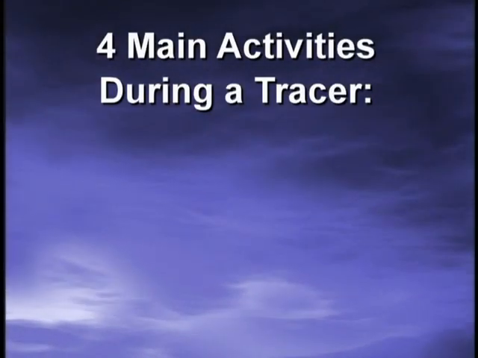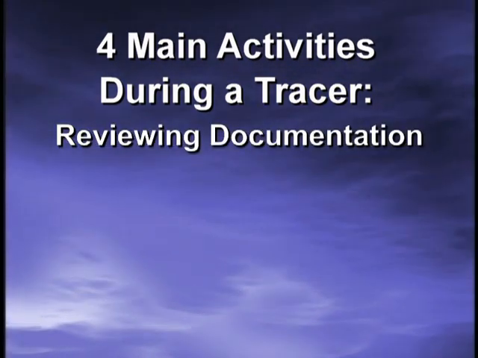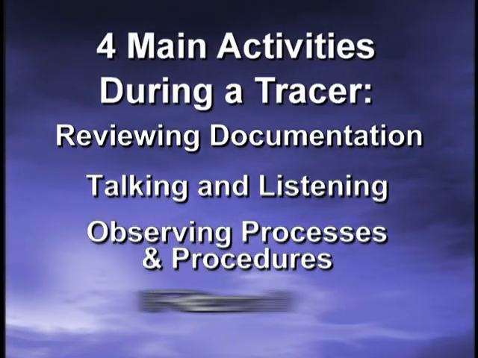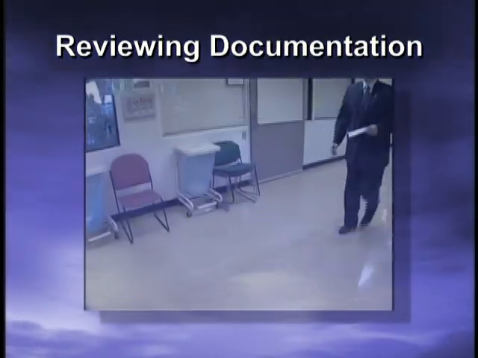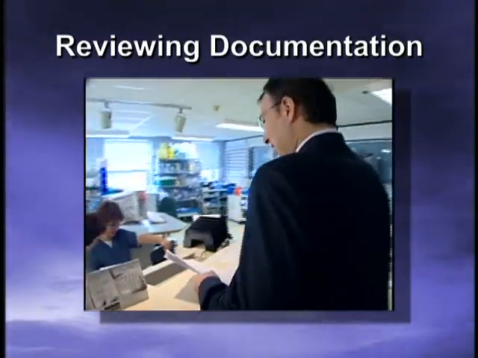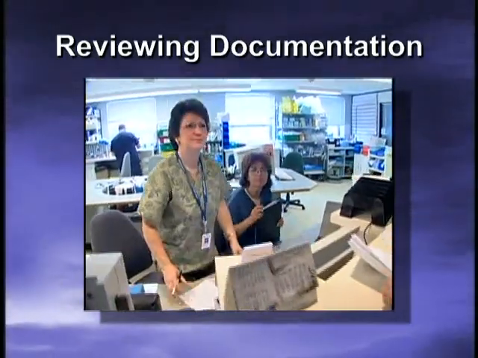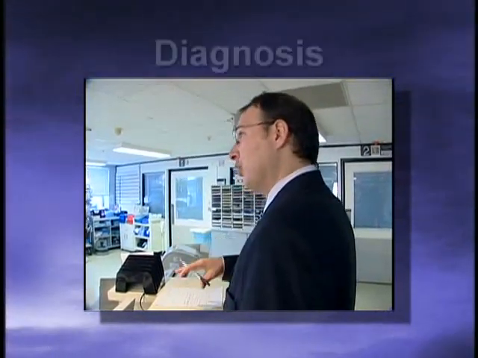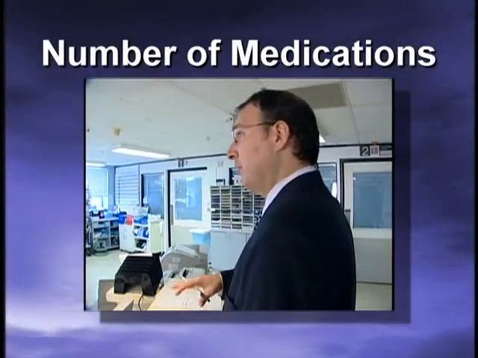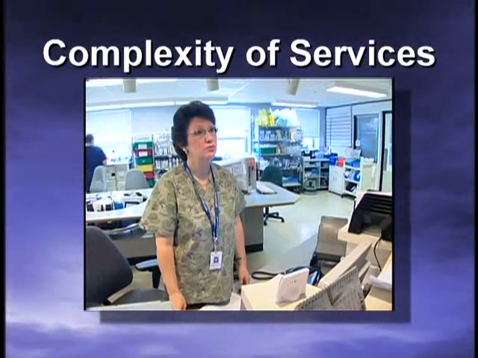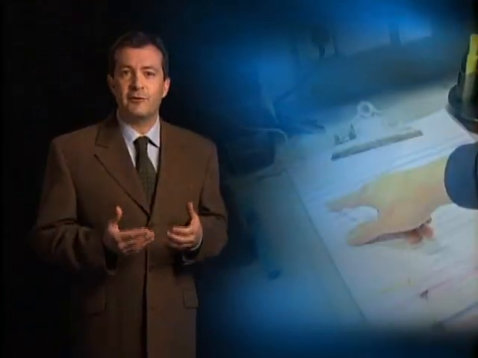The 4 main activities used during a tracer are reviewing documentation, talking and listening, observing processes and procedures, and recording. Surveyors present themselves to a nursing station, for example, and ask to see a roster of current clients. They choose 3 or 4 files from the roster and sign confidentiality forms, if a global confidentiality form has not already been signed. Client files are selected based on diagnosis, number of medications, age, procedure, and the complexity of services provided. The files help determine the path surveyors will follow to find evidence of compliance to the standards.